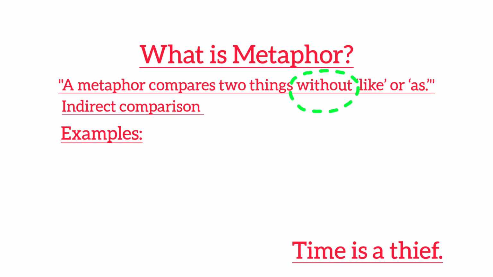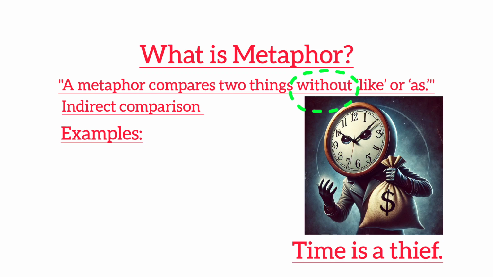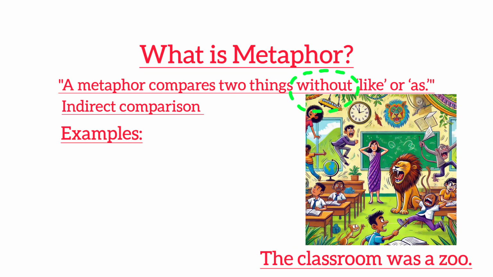For example, time is a thief. Here, we are not saying time is like a thief. We are saying that it is a thief because it steals our moments from our lives. This is an example of metaphor. Another example is the classroom was a zoo. This implies that the classroom was chaotic, not literally a zoo, but similar to one in behavior.